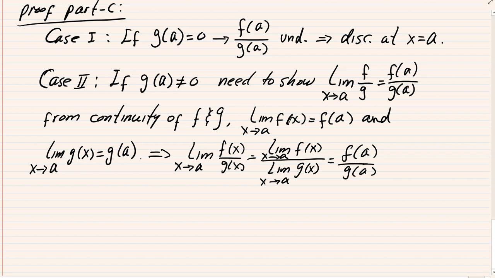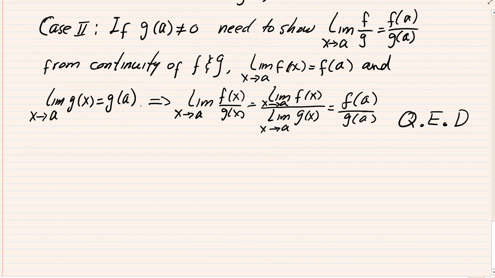The limit of f of x is f at a, by continuity of f in the numerator, and the bottom is by continuity of g. Now, this part is because of the limit laws. Remember, the limit of the ratio is the ratio of the limits. So we proved it. We're going to call that QED. QED means this is what we wanted to show.